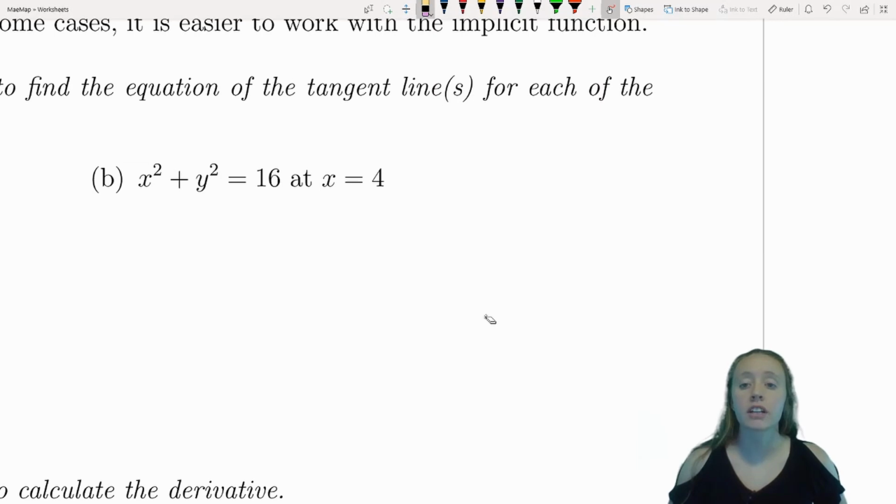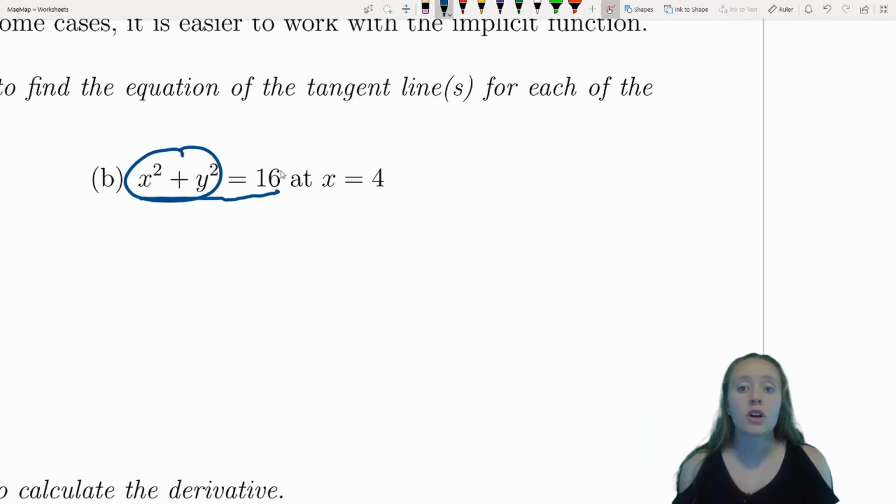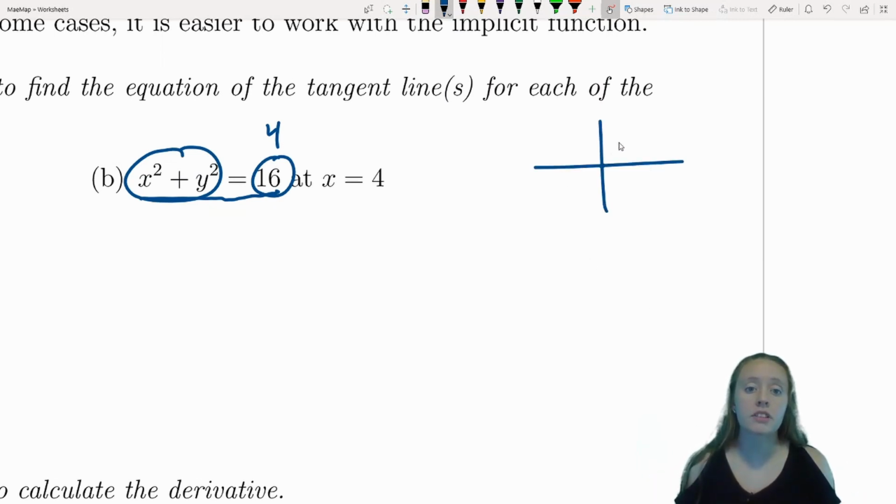Now, if we were to try to write this explicitly, we'd be dealing with a square root, and then we'd have to take into account the positive square root and the negative square root for each of these. However, if you don't realize it, and maybe we haven't talked about it yet, x squared plus y squared equals 16 is a circle with a radius of 4. x squared plus y squared equals r squared. So we have some circle centered at the point (0, 0) with a radius of 4.